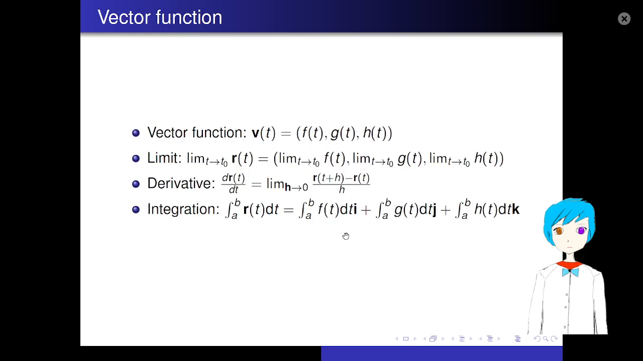Then we discussed space curves. Space curves can be characterized by vector functions, which are functions with a vector output, v(t) equals (f(t), g(t), h(t)). We can take the limit. The limit exists only when the limits for the 3 components exist. Similarly, we can define the derivative. The derivative is just to take the derivative for the 3 components. Finally, the integration. The integration is also to take the integration for all 3 components.